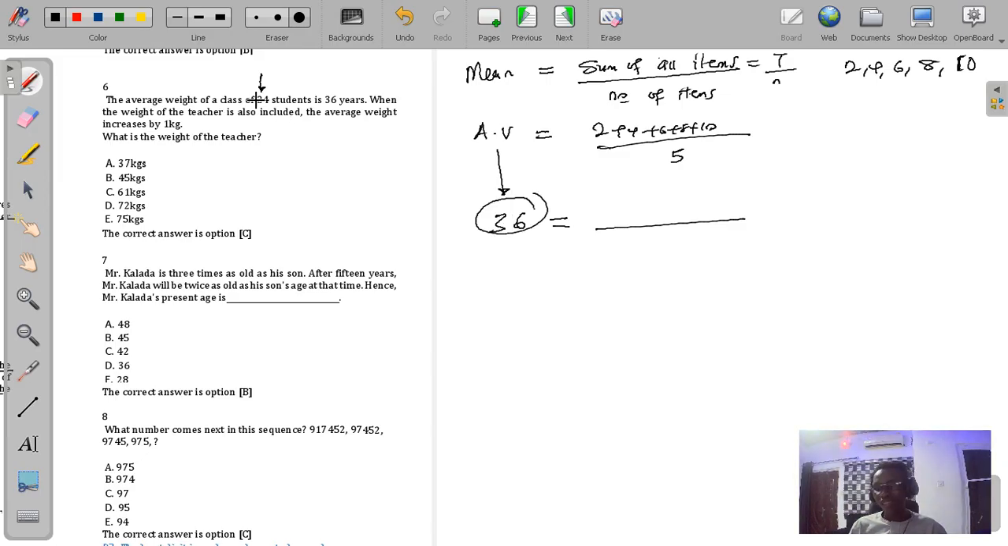Of a class of 24 students, number of items, they are 24. But I don't know the total, the sum of all the weights. So I'm looking for the total. If I can get the total, then I will know what to do from there. All right. So now we can cross multiply, right? That means the total weight will definitely give us 36 times 24. Who can multiply this for us, please? I need an answer to this. Anybody?